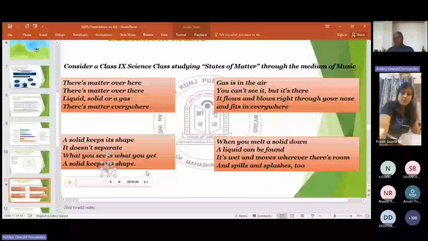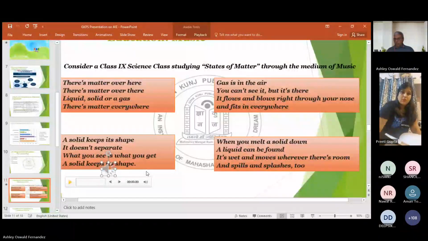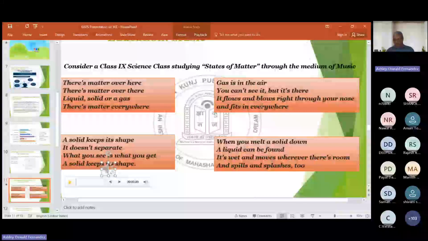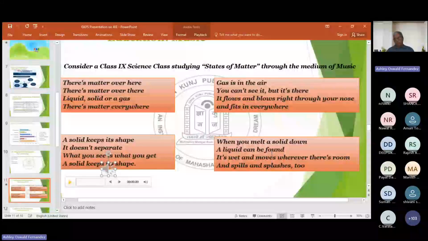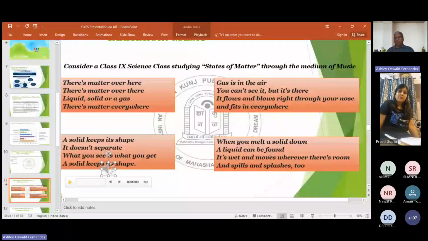A gas is in the air. You cannot see it, but it's there. It flows and blows right through your nose and fits in everywhere. You get the fragrance or odor of any kind of gas. And when you melt a solid down, a liquid can be found. It's wet and moves wherever there is room, and spills and splashes too. So basically this is what matter is all about. I'll try to explain it.